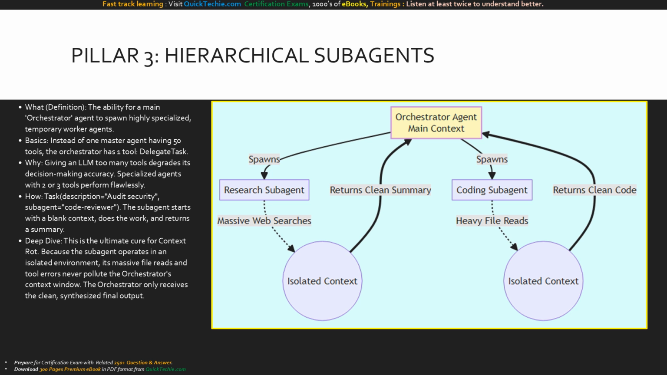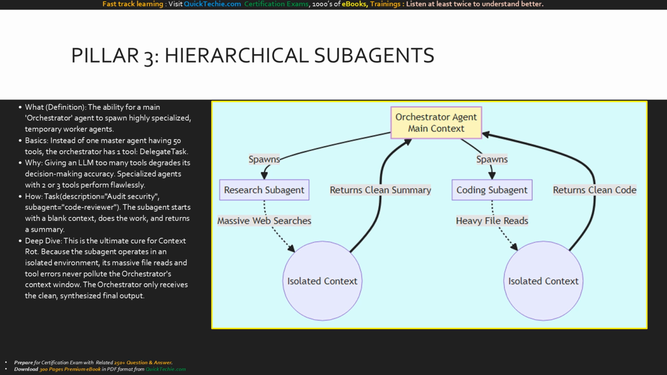The basics: instead of giving one master agent 50 different tools, the master gets one tool, the ability to delegate. Why is this revolutionary? Because giving an LLM too many tools severely degrades its routing accuracy. But a specialized subagent with just 3 tools performs flawlessly. How we do this is by sending a prompt to a worker agent, say a code reviewer, which boots up, does the job, and dies.